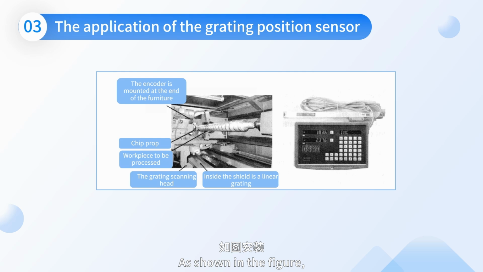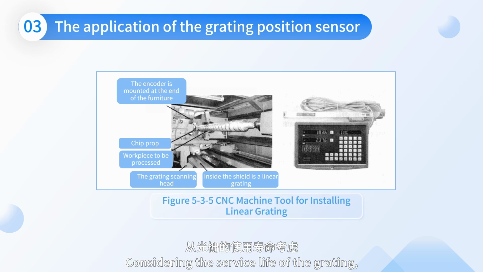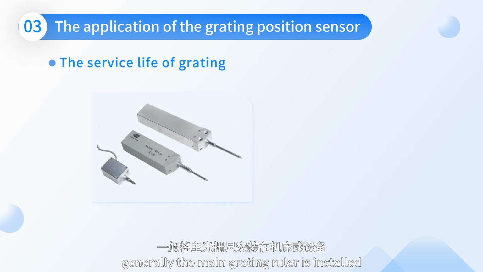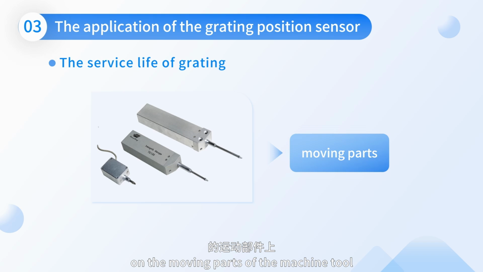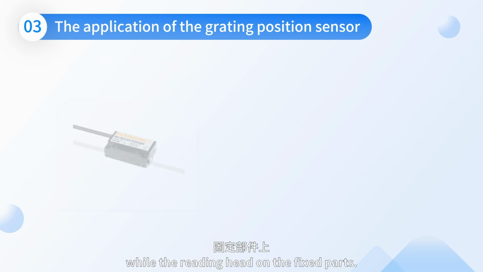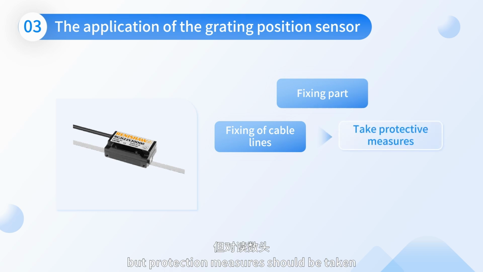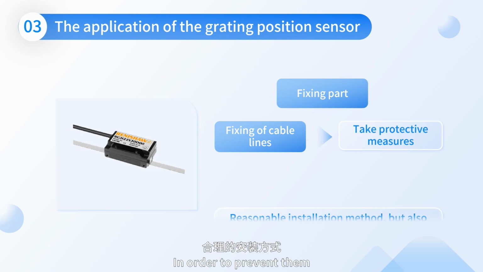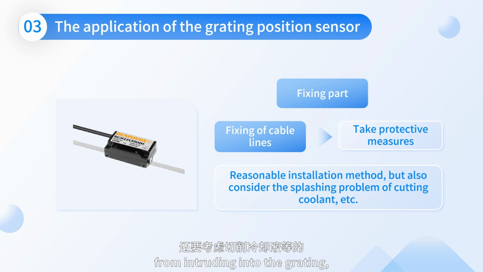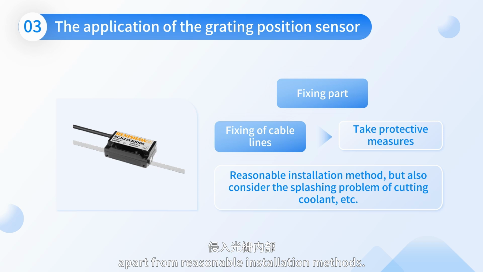As shown in the figure, the CNC machine tool is installed with a linear grating. Consider the service life of the grating during the installation and debugging of the grating sensor. Generally, the main grating ruler is installed on the moving parts of the machine tool or equipment, while the reading head is on the fixed parts. The opposite is also possible, but protection measures should be taken for the fixing of the cable leading out of the reading head. In order to prevent coolant from intruding into the grating, the splashing direction of cutting coolant should also be considered apart from reasonable installation methods.